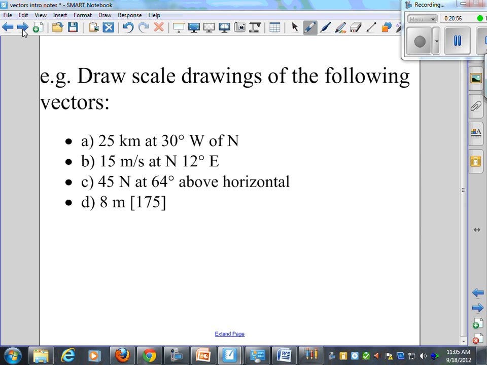Okay, so you've got about 10, 12, 15 minutes, something like that. I would like you to draw scale drawings of the following vectors. I'm going to leave those up on the board.